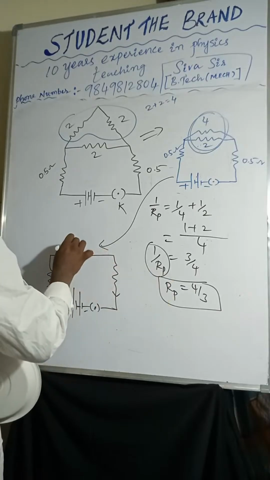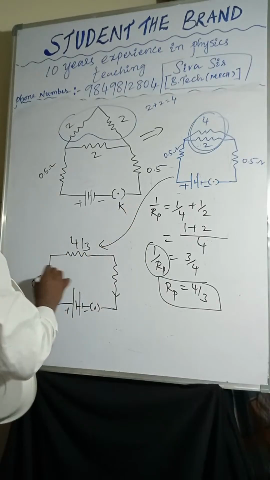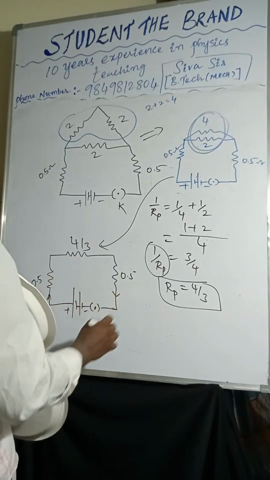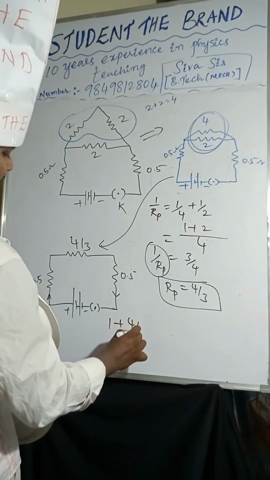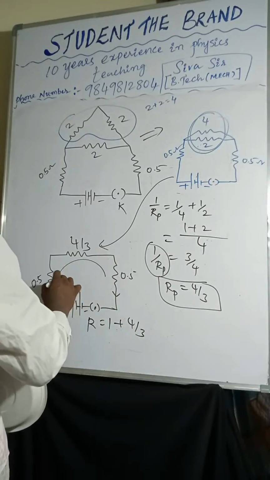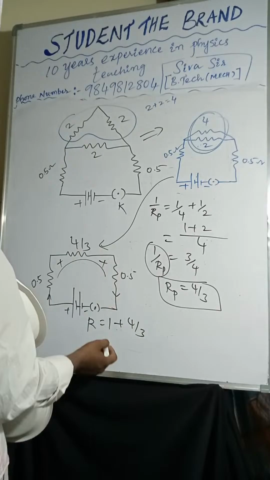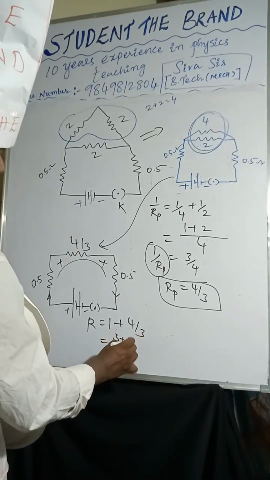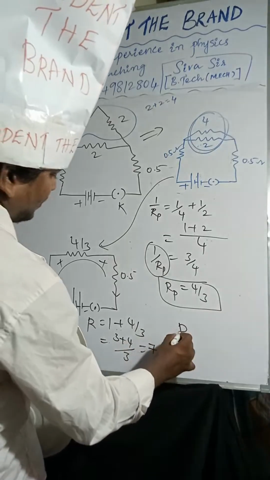So this is 4 by 3, and this one is 0.5, and this one is 0.5. So you can add. How much will 1 get? 0.5 plus 0.5 is 1, plus 4 by 3. That is the R value, because all are in series combination. Series combination means we just add simply. So 0.5 plus 0.5 is 1. Now 3 plus 4 by 3 is 7 by 3. So R equals 7 by 3.